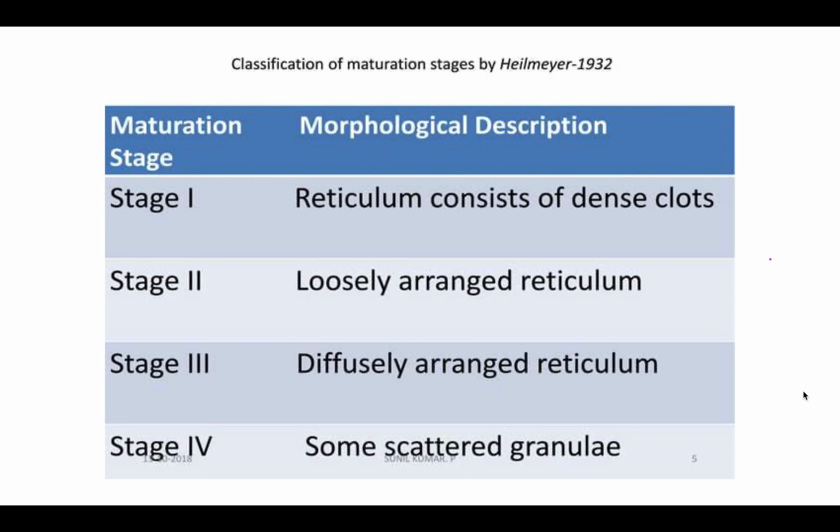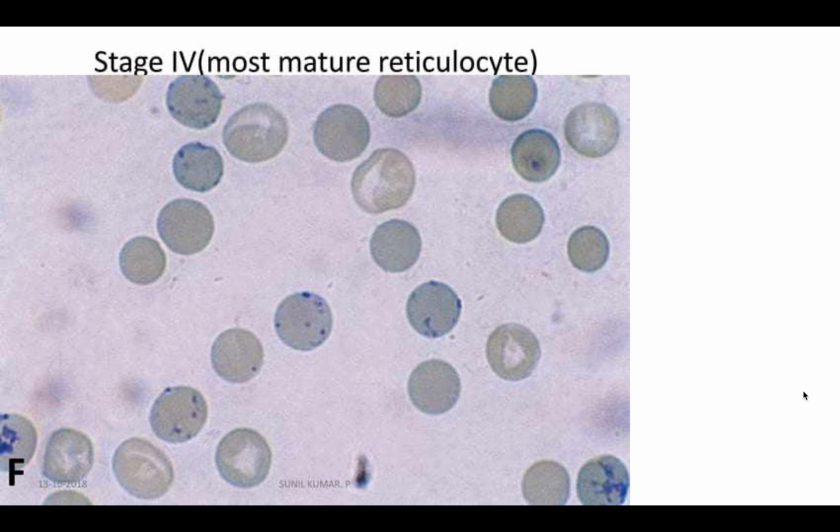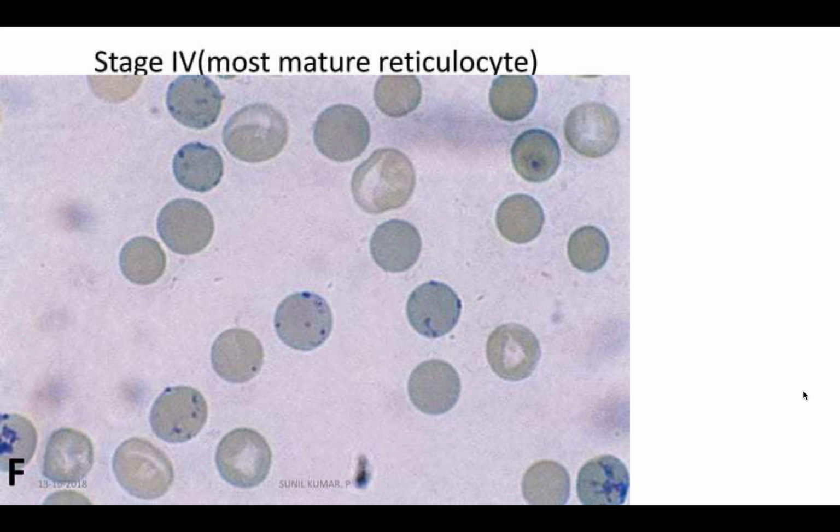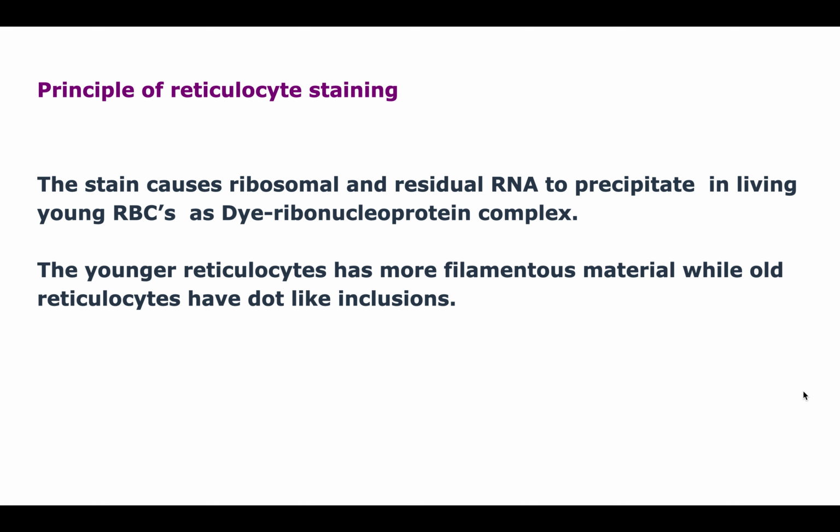In stage 1 there will be dense clumps present. In stage 2 you will see loosely arranged reticulum. Then stage 3, diffusely arranged reticulum, and some scattered granules in stage 4. So this is stage 1, in which the dense clumps are present, and this is stage 4, in which the most mature reticulocytes are seen, where you only see the dots. So this is the most mature form of reticulocyte. These all were reticulocytes and will be counted whenever we are giving a reticulocyte count to the patient.